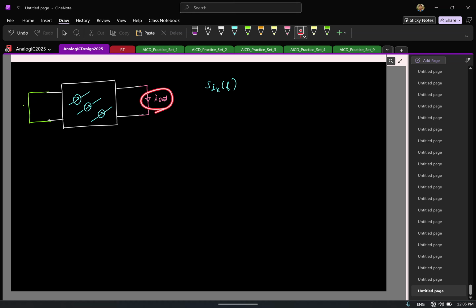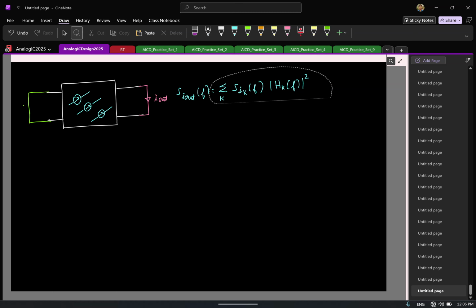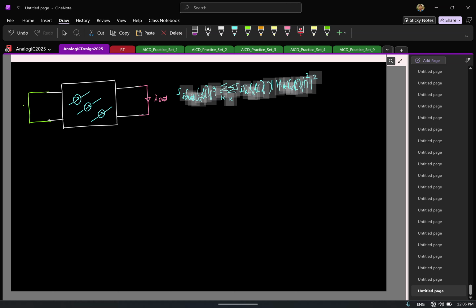So to find the output power spectral density here, you find the transfer function from the kth noise current source to the output. The output power spectral density is input power spectral density times this transfer function squared. You do this for all the noise sources in the network and sum it up. That will give you the total power spectral density at the output. So this is how we compute the power spectral density in our circuits.